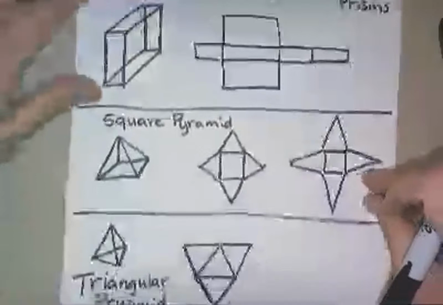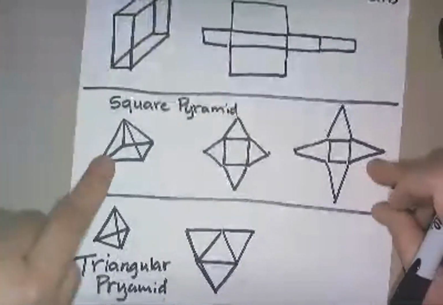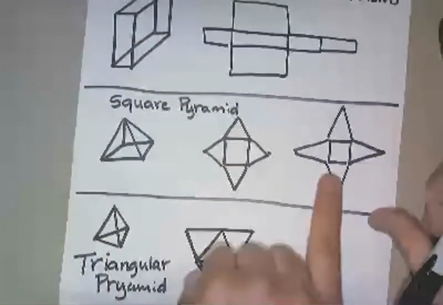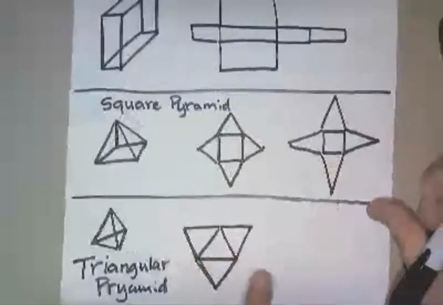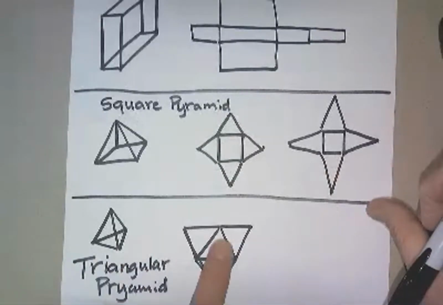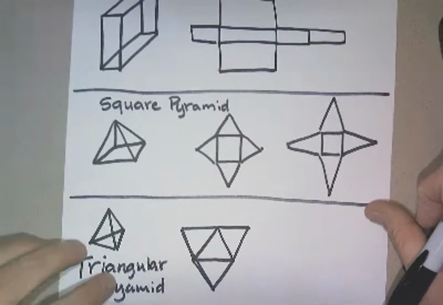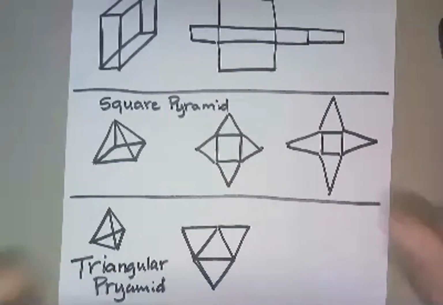Then we have our square pyramid. And when you open it up, it looks like this. And your triangular pyramid, your base is a triangle, and then there's your 3 sides. So that takes care of our first success criteria, how to draw 3D shapes.